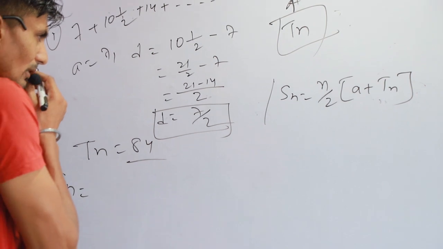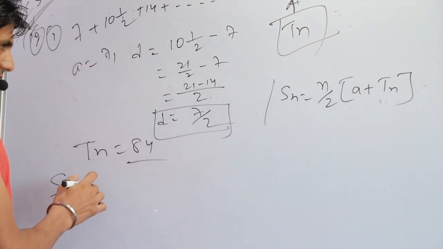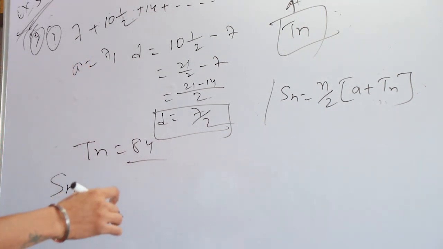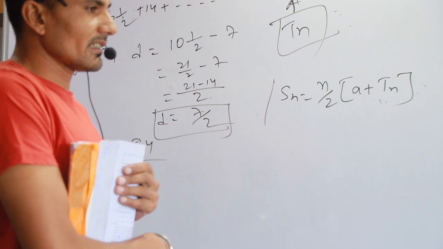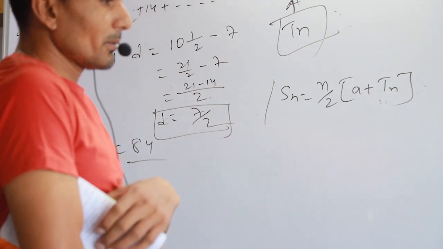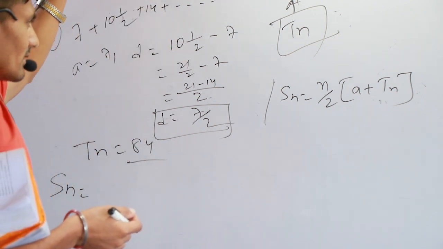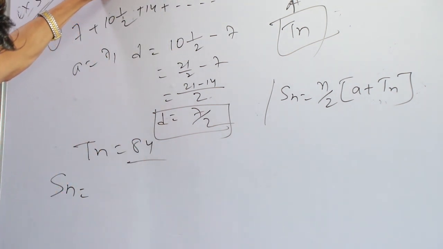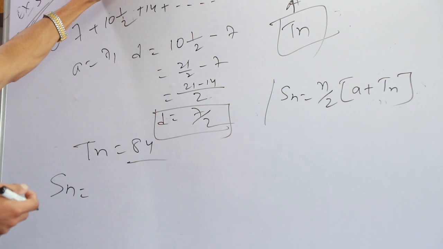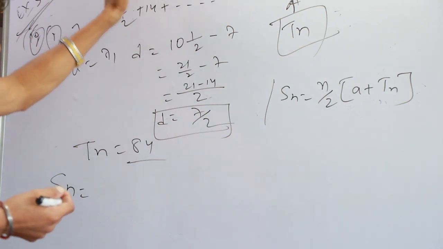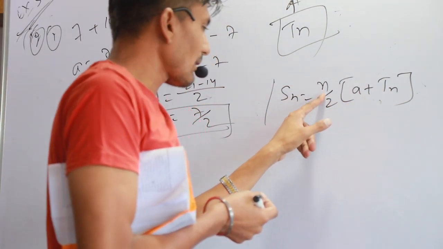That means Sn equal to n by 2. But we don't have the n here. So we have to find here. Because if there will be n, then we shouldn't have to find out. But here they didn't give the n. So we have to find out n here, because we have the Tn, but we don't have n.